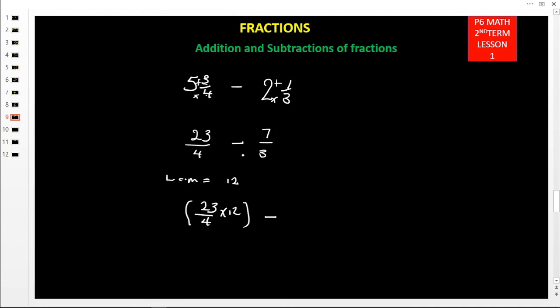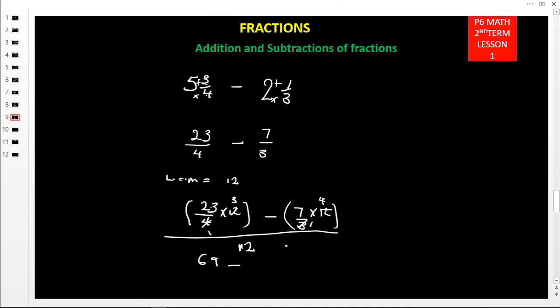Then minus, remember we are subtracting, 7 over 3 times the total parts, which is 12, then into brackets, please don't forget them, then divide by 12. Then how many 4s are in 12? There are 3. 3 times 3 is 9. 3 times 2 is 60. So 69. Then how many groups of 3 are in 12?